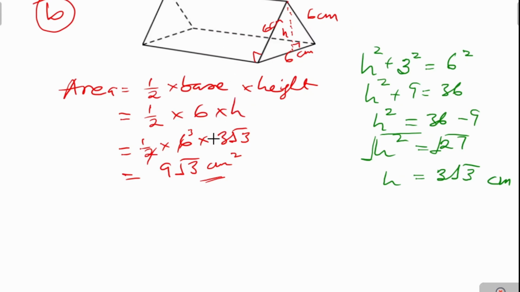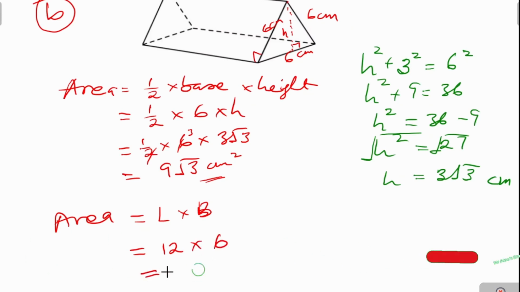all of them together, and that means we are going to use the area of a rectangle. So I hope we know that the area of a rectangle is length times breadth. The length of our rectangle is 12 times the breadth is 6, and when we multiply the two of them, that is going to give us 72 square centimeters.